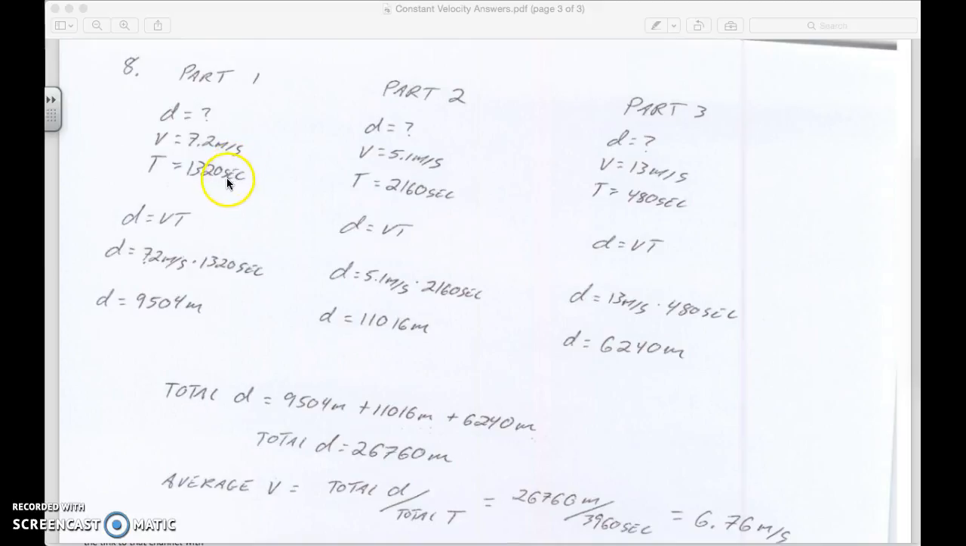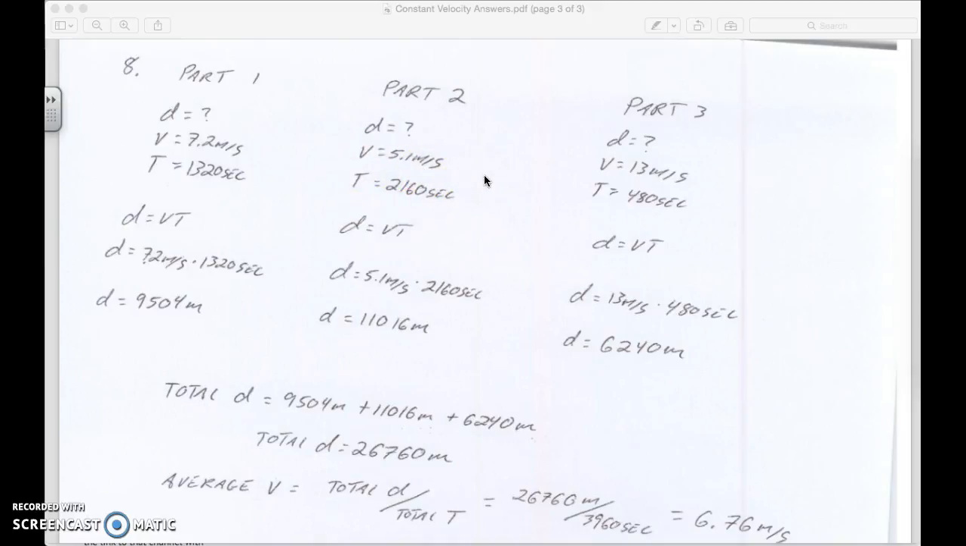We don't do anything in minutes, we do seconds. So 22 minutes is 1,320 seconds. You have to multiply 22 by 60. Now for the next part, she rides 36 minutes at an average speed of 5.1 meters per second. So the velocity is 5.1 meters per second, and when we convert the time to seconds, we get 2,160 seconds.